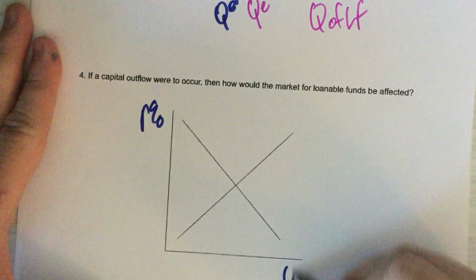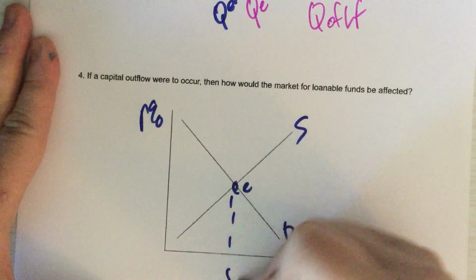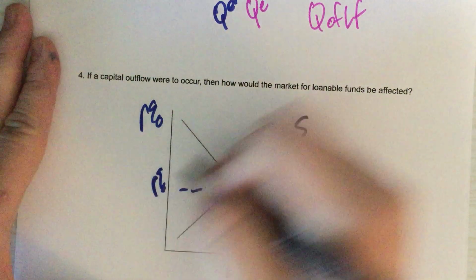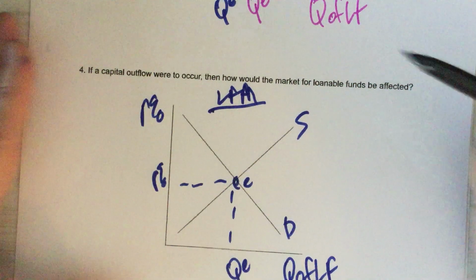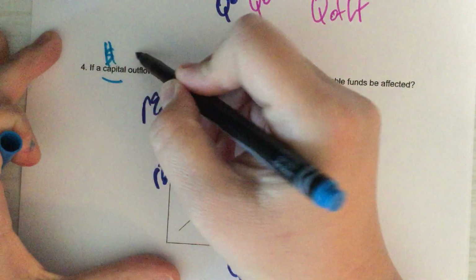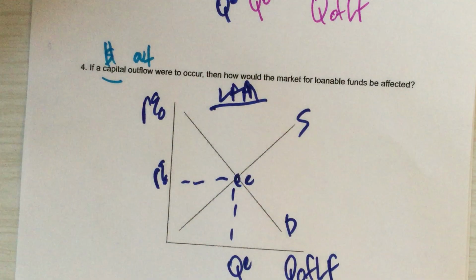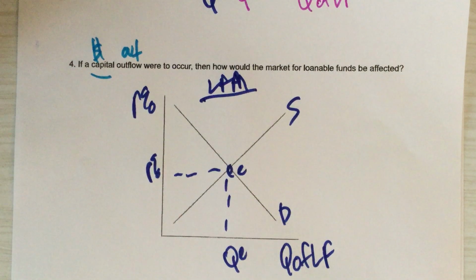Okay. Number 4 says, let's label this first: the real interest rate, the quantity of loanable funds, your equilibrium. So here it says, if a capital outflow were to occur, then how would the market for loanable funds be affected? If people are taking their money out of our economy, that means that they're taking money out of our banks. We don't have as much money then to lend out in the loanable funds market.